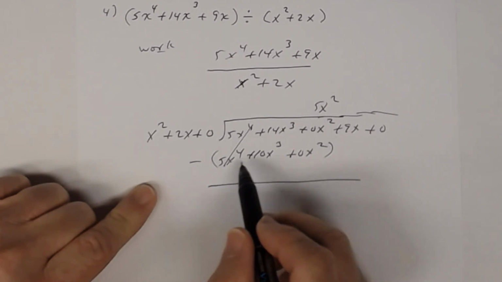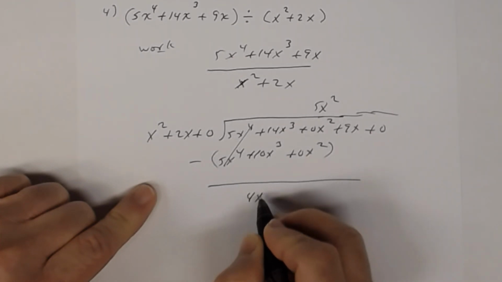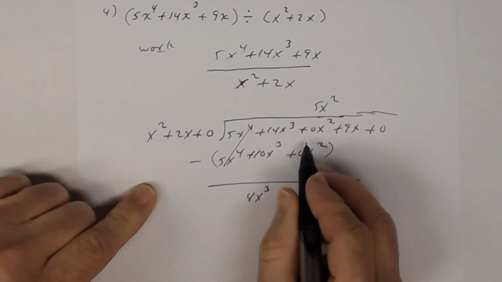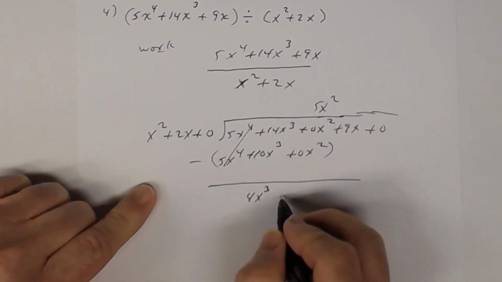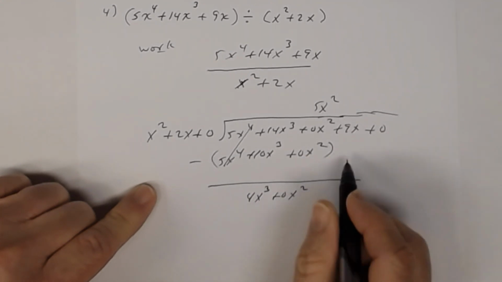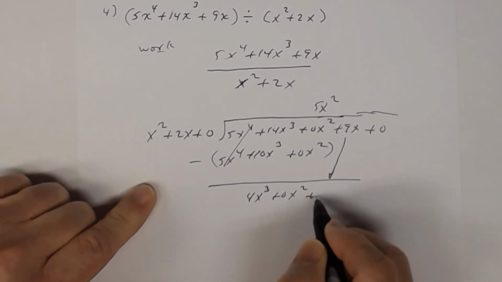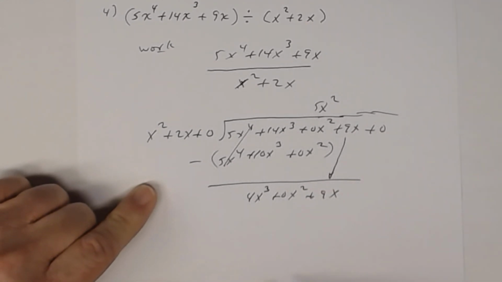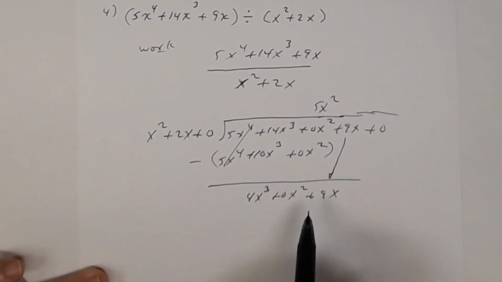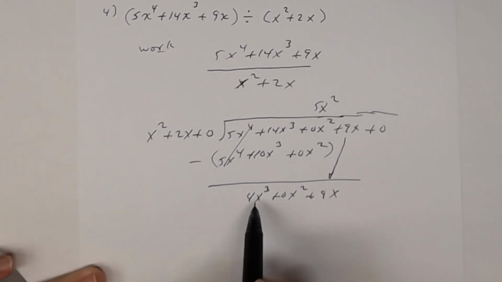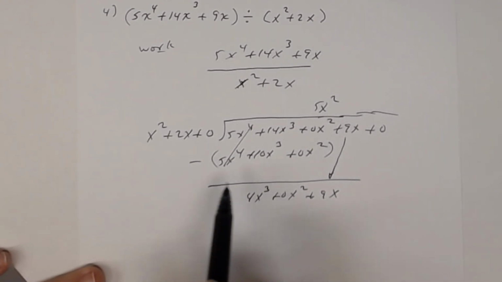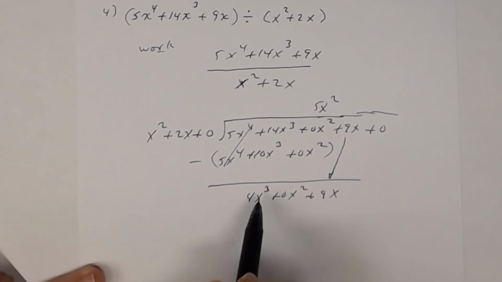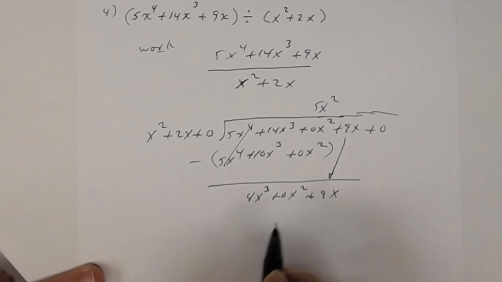14x cubed minus 10x cubed is 4x cubed. 0x squared minus 0x squared is 0x squared. And we bring on the next term, 9x. All right. So now we do the division all over again because the degree here is 3, the degree here is 2. 4x cubed divided by x squared is 4x.